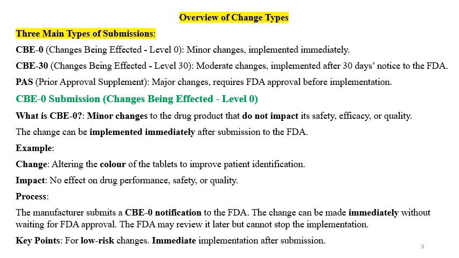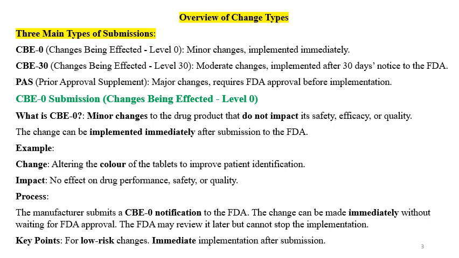CBE 0 involves minor changes which can be implemented immediately. CBE 30 are the moderate changes which can be implemented after 30 days notice to the FDA, and prior approval supplement involves major changes which require FDA approval before implementation. Let's see what is CBE 0. It is changes being effected level 0.